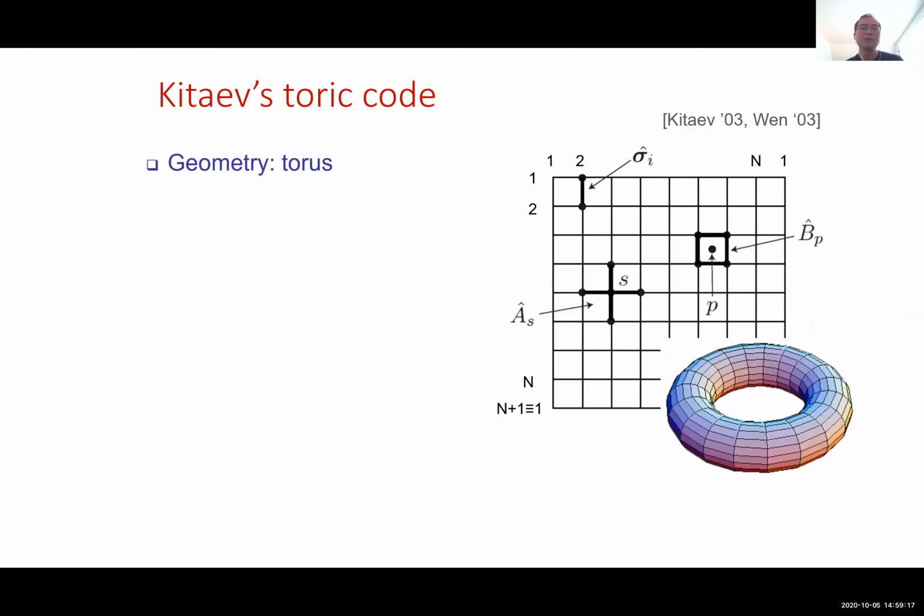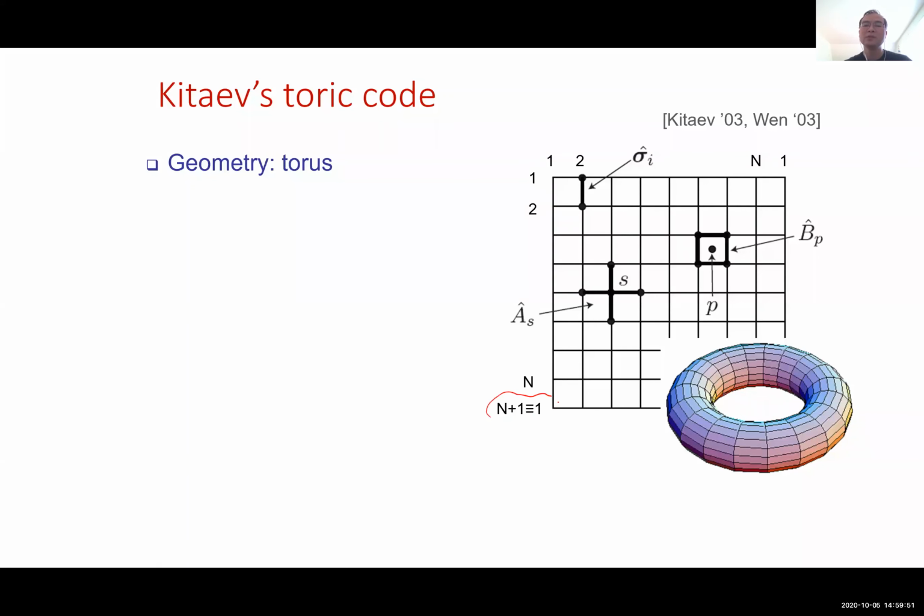So the most famous topological code, in my opinion, is Kitaev's toric code. Kitaev has a paper in 2003. There's also another paper by Wen, in a slightly different way of the code. Basically, he focused on the topological phases. So the setup is, you consider a torus. We can write it in terms of a square lattice with periodic boundary conditions.